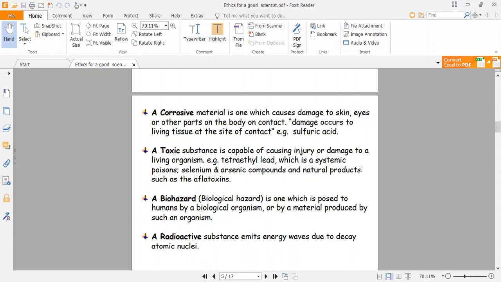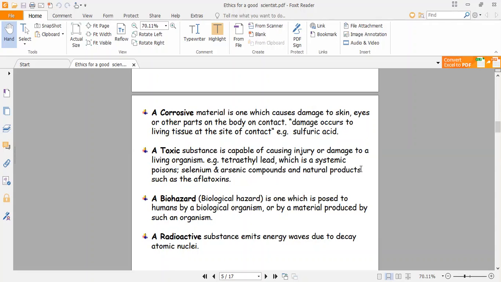There might be some toxic substances, and these can damage your living organism and cause injury. For example, tetraethyl lead, that is a systemic poison, and also selenium, arsenic, and aflatoxins. These are also different examples of toxic substances.